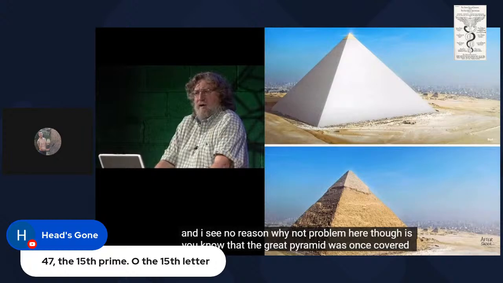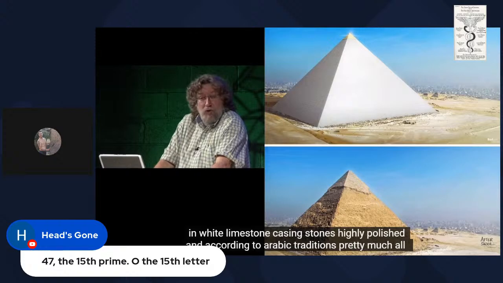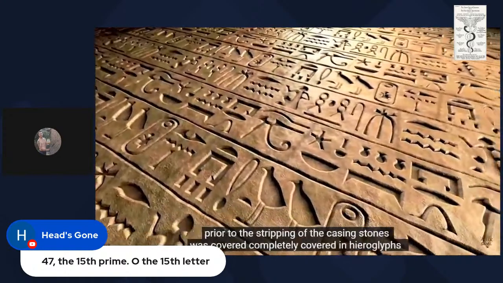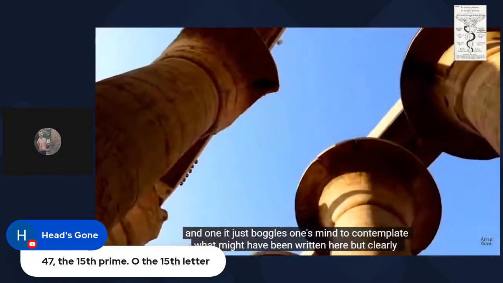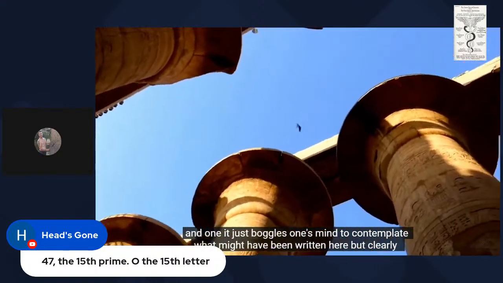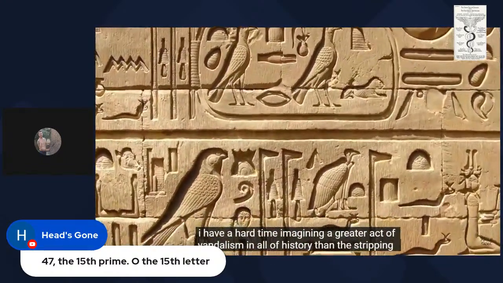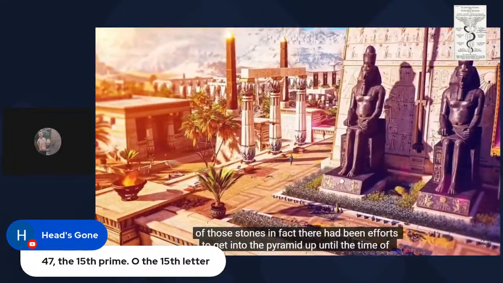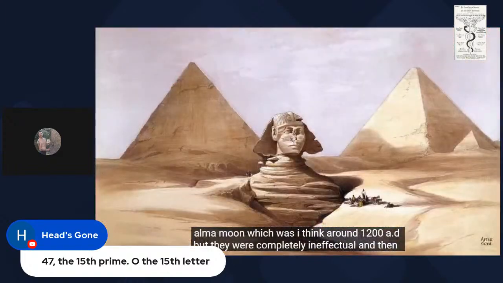Problem here, though, is that the Great Pyramid was once covered in white limestone casing stones, highly polished, and according to Arabic traditions, pretty much all the Arabic traditions and legends about the Great Pyramid concur that the outside of the pyramid prior to the stripping of the casing stones was completely covered in hieroglyphs. And it just boggles one's mind to contemplate what might have been written here. But clearly, I have a hard time imagining a greater act of vandalism in all of history than the stripping of those stones. In fact, there had been efforts to get into the pyramid up until the time of Al-Mamun, which was, I think, around 1200 AD, but they were completely ineffectual.